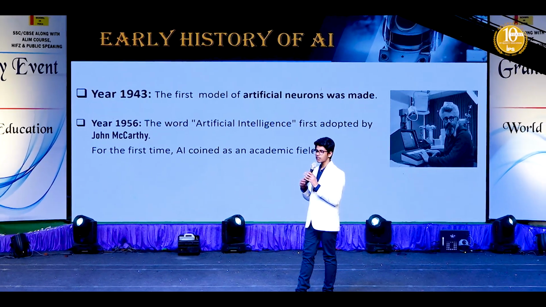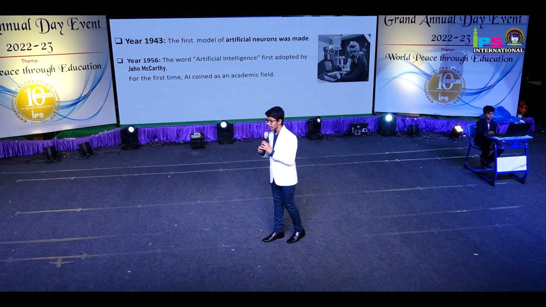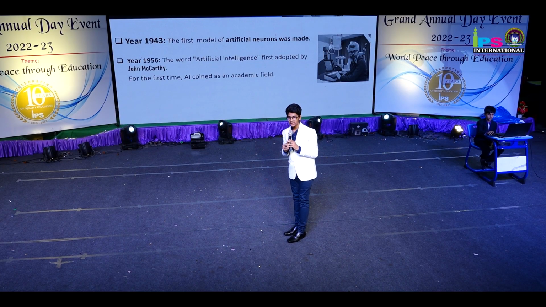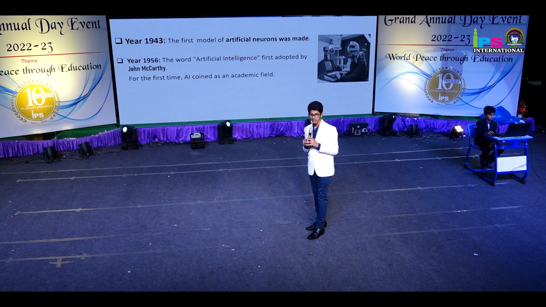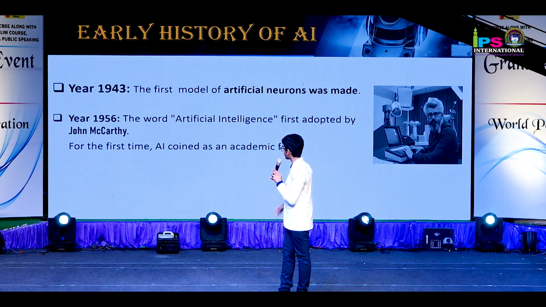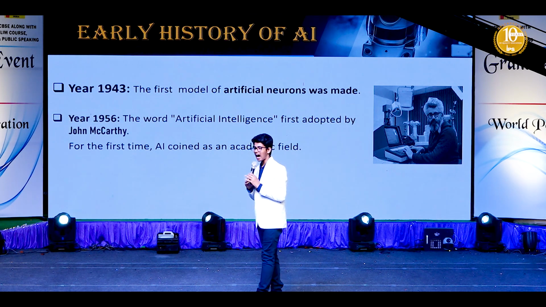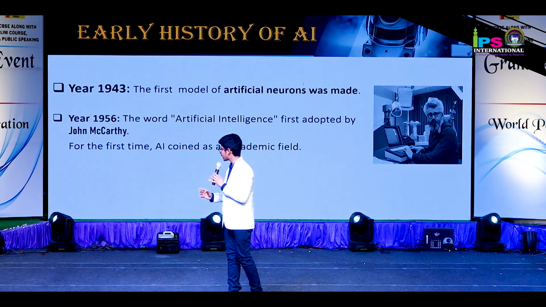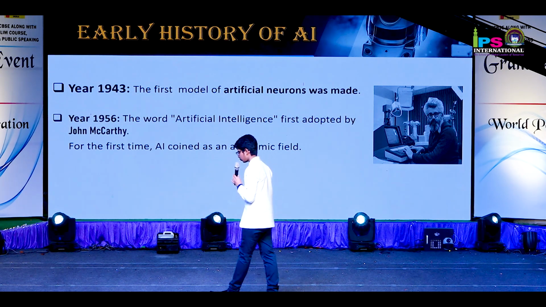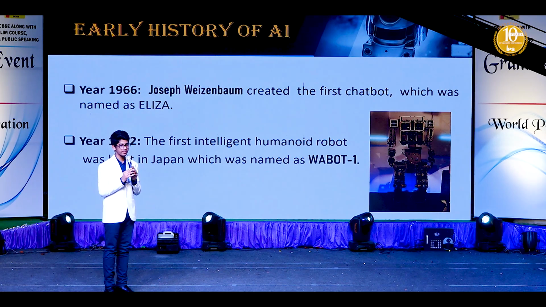So what is the early history of artificial intelligence? If we reach the roots of AI, we'll find that the first work which was done on AI was done in the year 1943. They made a model of artificial neurons. The first person to adopt the word artificial intelligence was John McCarthy. He adopted it in the year 1956. So by this time, AI was coined as an academic field.